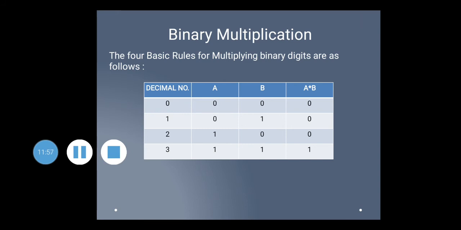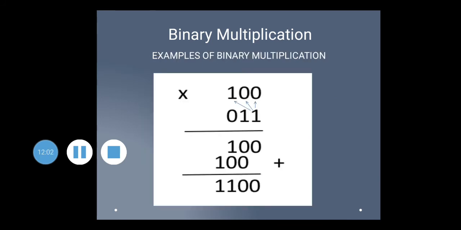Now we will solve the problems related to binary multiplication. Here is an example of binary multiplication. It is very easy, like your normal multiplication. But when you add, where the addition sign is shown, you are going to add using the binary addition rules. So here the first number is 100 and the second number is 011.